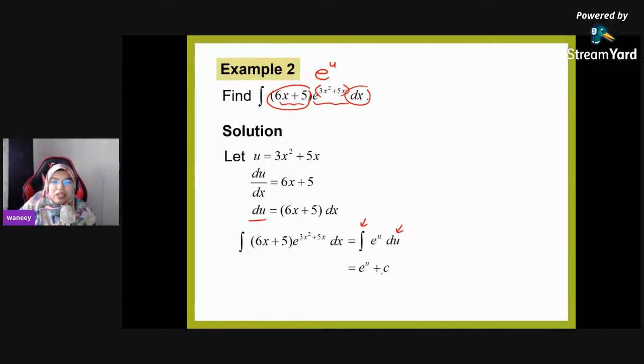And then the question is in terms of x. You are the one who changed it to u, so go back and change it back to x. So u is 3x squared plus 5x. So substitute back, and it will become e to the power of 3x squared plus 5x plus c. Tada! Quite simple. Okay, next.